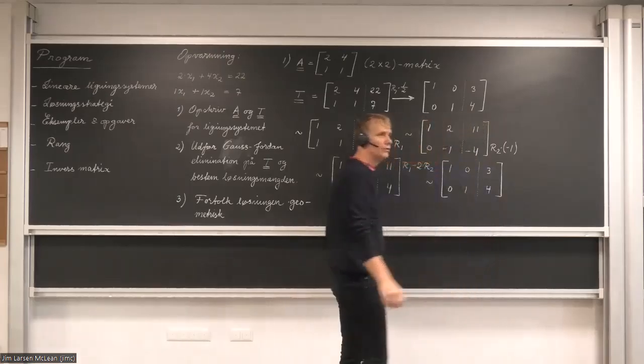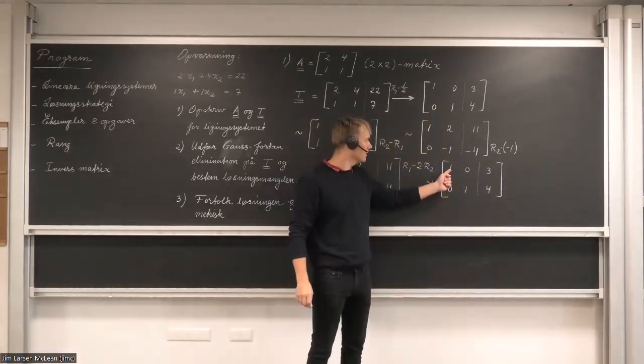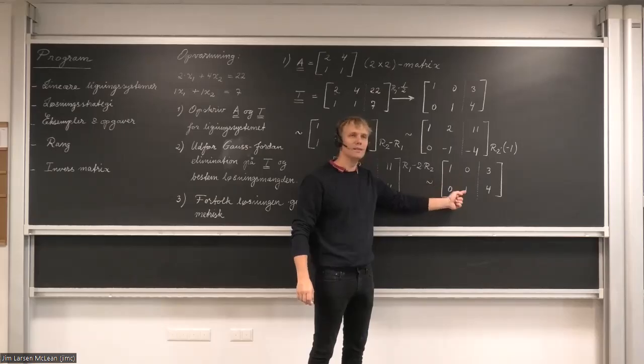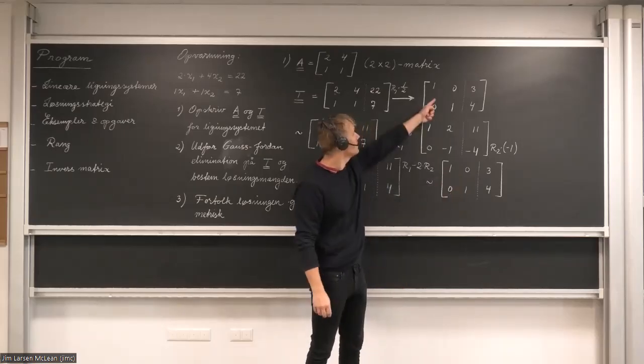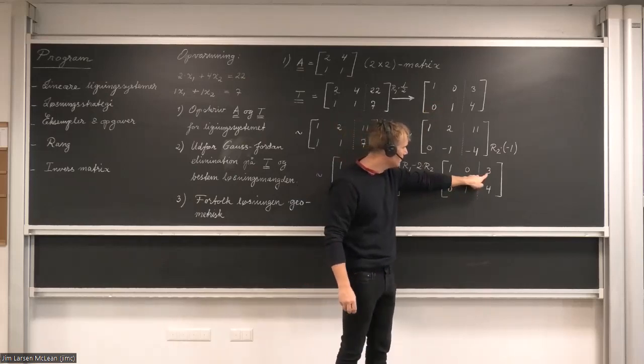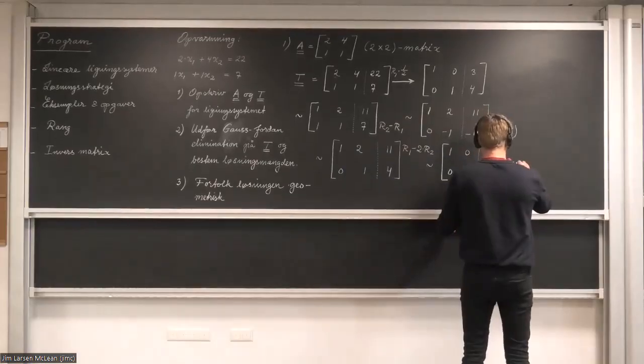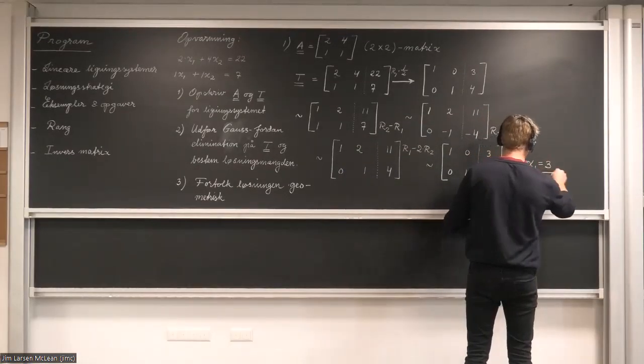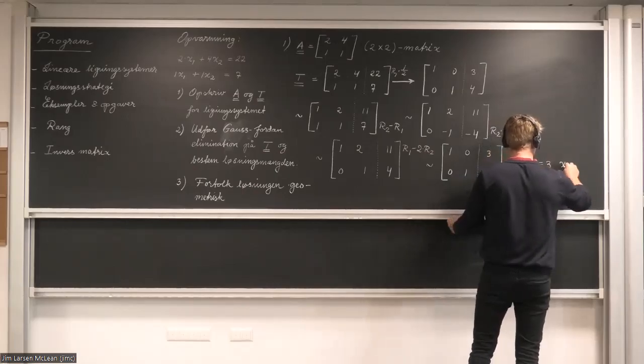And we can now see that we have achieved our triangular form. And we see here that there are 2 leading ones. So we have reached exactly the form we want. And we can see that the solutions are x1 equals 3 and x2 equals 4. So we write it down: x1 is equal to 3, underlined twice, and x2 equal to 4.